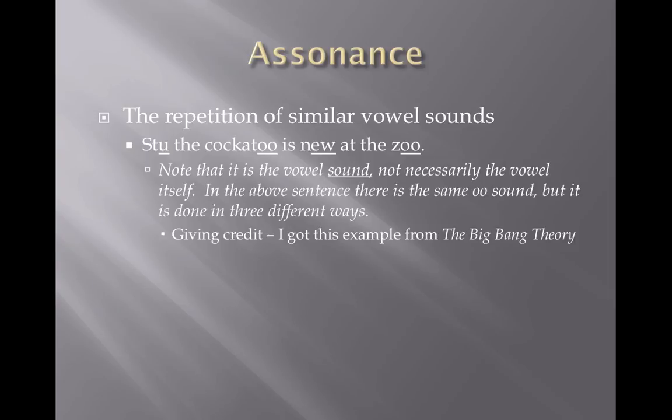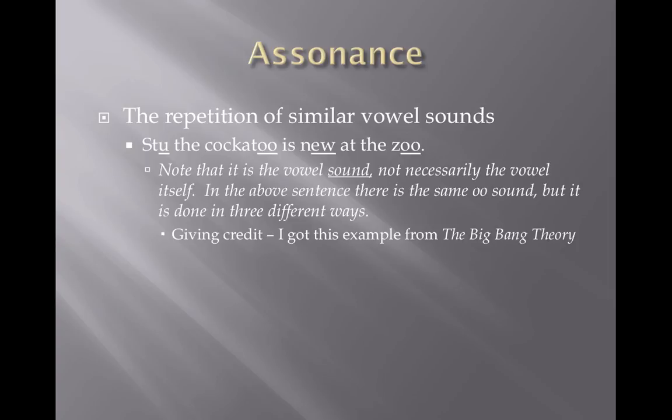Now, assonance is where we get into the vowel sounds. So that's the repetition of vowel sounds, and this can usually be within words. It's not usually at the beginning of words like alliteration is. So, Stu the cockatoo is new at the zoo. We have the oo sound repeating. Now, note that it's the vowel sound and not necessarily the vowel itself.